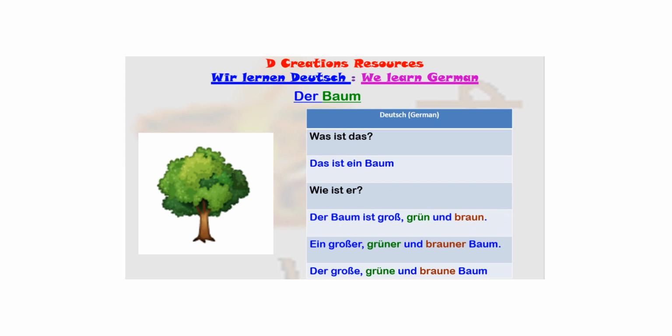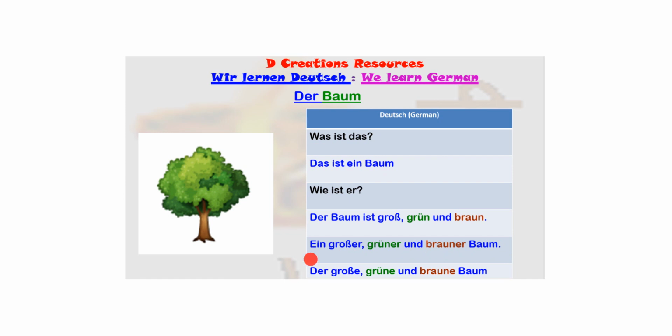Now if you want to use an indefinite article, so when you say a tree, basically with the adjectives, note down what happens to the endings, right? So here directly you see the adjectives groß, grün and braun. Now you're using them with an indefinite article, so it's going to become ein großer, grüner und brauner Baum. So er is added here. Ein großer, grüner und brauner Baum.